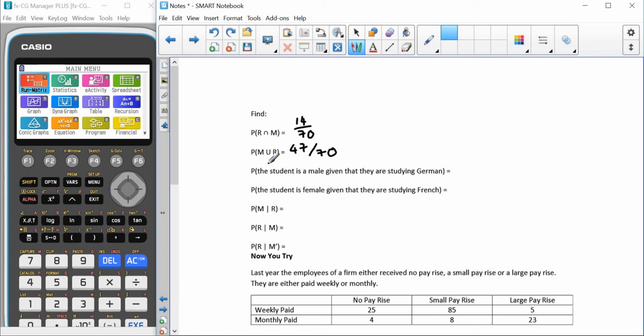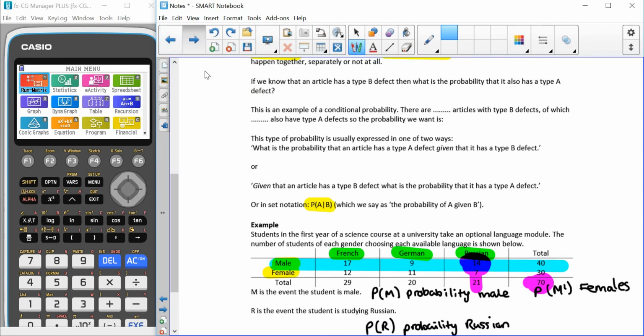Next, we're looking at the probability that the student is a male given that they are studying German. Now, the way that we would write this using the probability notation would be P, M, given, so straight down line, that they're studying German. We've not been told what symbols to use for German or for French in the next question, but considering they gave R to Russian, it's a good idea that they'd give G to German. We can't just say not Russian, as we did with not males to represent females, because there are two languages that are not Russian, so that isn't being clear enough.